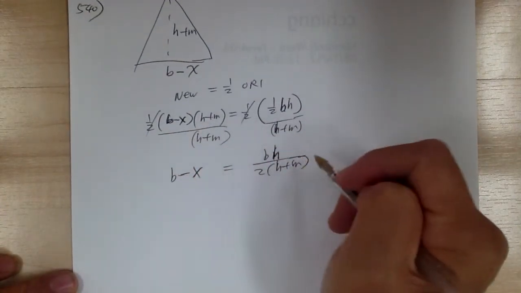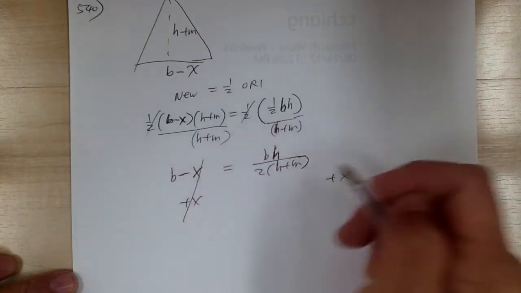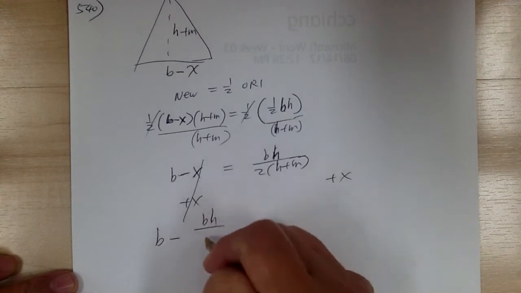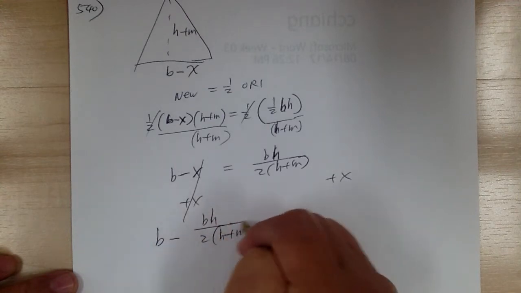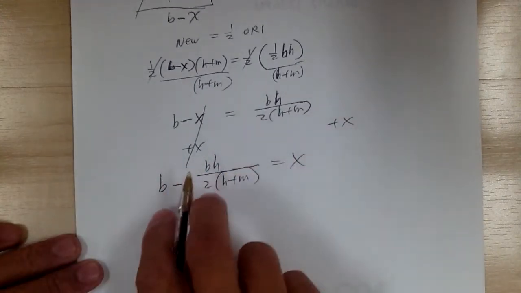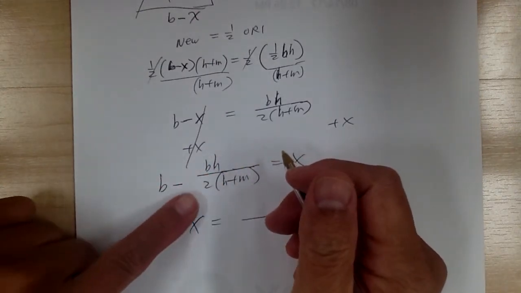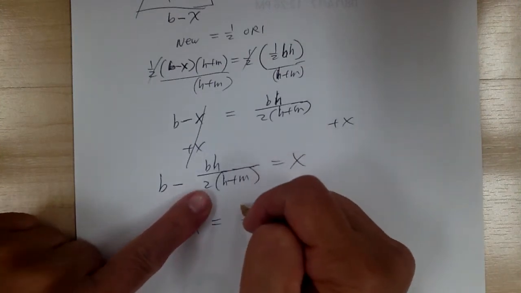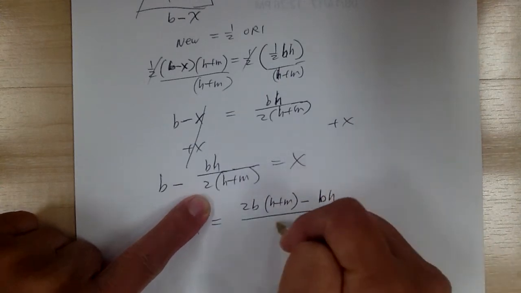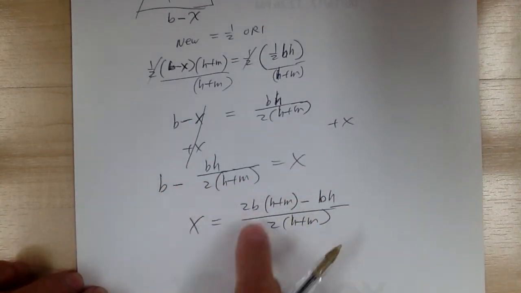Okay, and then from here, I'm going to add the x on both sides. So this will cancel out, and I'm going to subtract this to this side. So I got b minus bh over 2h plus m equal to x. And what I'm going to do next is flip this over so x is on this side. Now this one over here, make it into common denominator. Okay, you're going to get 2b(h plus m) minus bh over 2h plus m. So this came from making this common denominator.